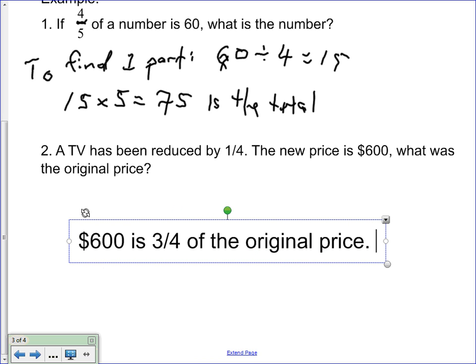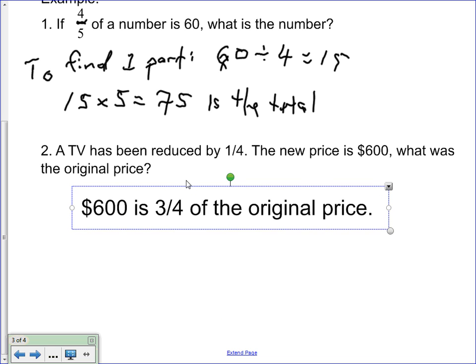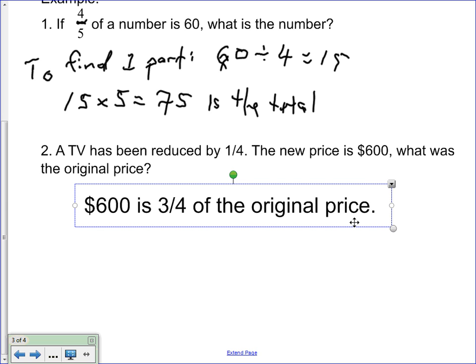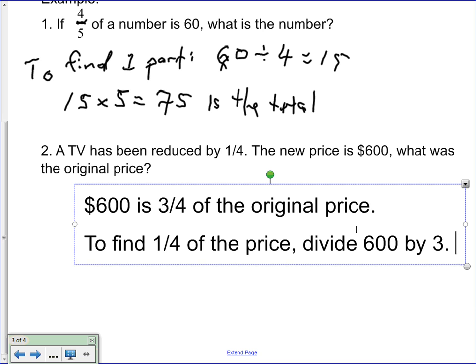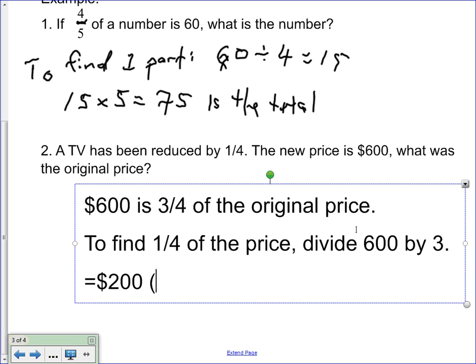So that's our first step: we find 1 minus a quarter. $600 is 3 quarters of the original price. My next step is, how do I find what 1 part is? How do I find 1 quarter of the price? What do I have to divide 600 by? 3. I divide by 3, because 3 out of 4 is 600, so I want to find 1 out of 4, which is 200. To find 1 quarter of the price, we divide 600 by 3, which is equal to 200. And then $200 is 1 part out of 4.